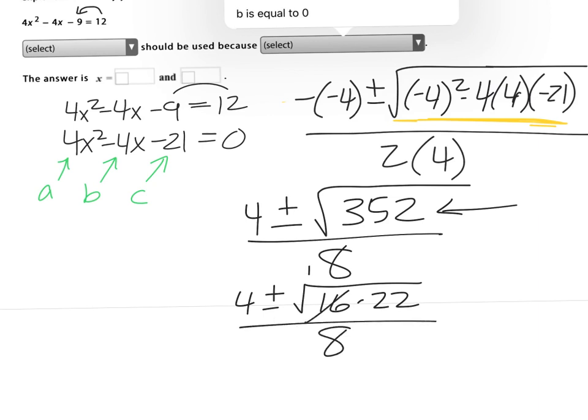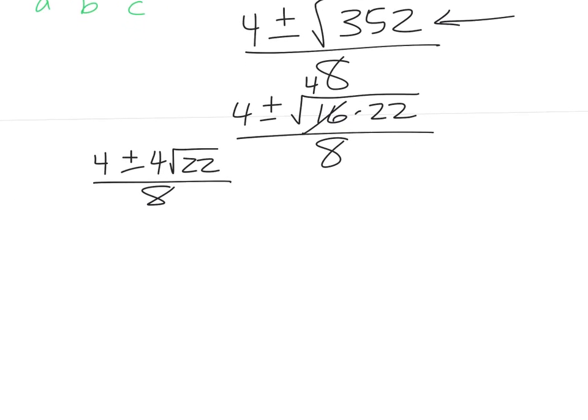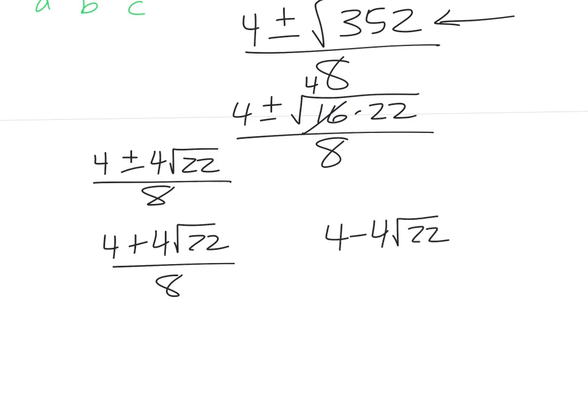What's the square root of 16? That is 4. So I have 4 plus or minus 4 square root of 22 all over 8. Okay, now I'm going to slide this up here. So what I have is 4 plus 4 square root of 22 over 8, and then 4 minus 4 square root of 22 over 8. Now that's not simplified because 4 will go into 8, 2, 4 goes into this, 1, 4 goes into that 1. Same thing here, 2, 1, 1.